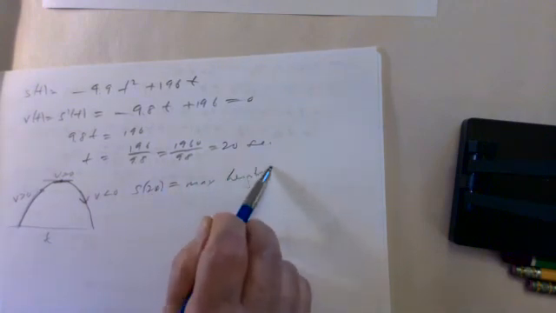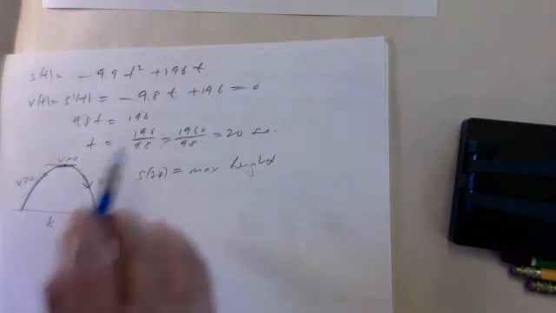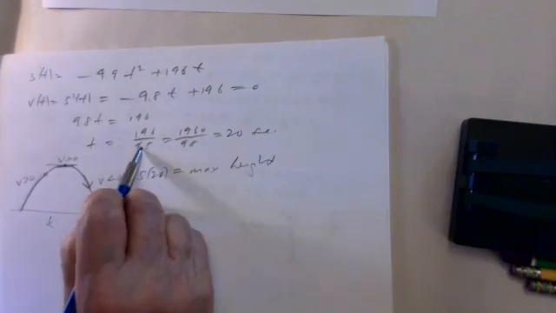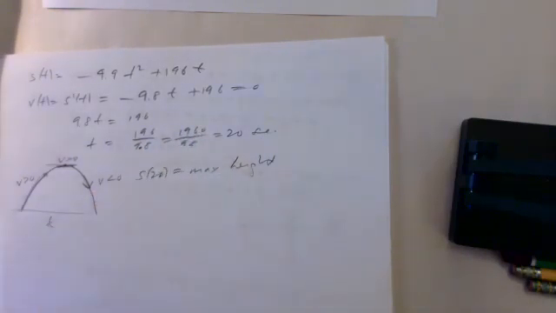Professor, how do you get the 20? Because, sorry? You divide 1960 by 9.8, right? No, it's 196 divided by 9.8, or 1960 divided by 98. Oh, okay. All right. Yeah.